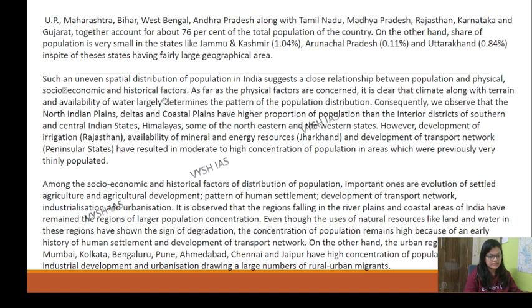Okay, as far as the physical factors are concerned, we'll be focusing on physical, social, economic, and historical factors. As far as the physical factors are concerned, it is clear that climate, along with the terrain and availability of water, largely determines the pattern of population distribution. Of course, that is very true. People could easily live in the plain area, and when it comes to hilly area, the oxygen demand and many factors are there. People would rarely wish to stay there.